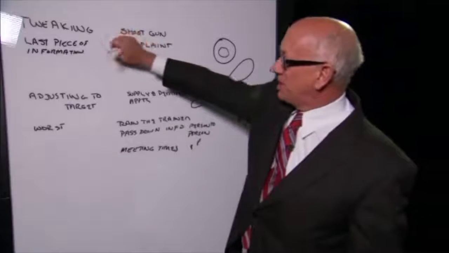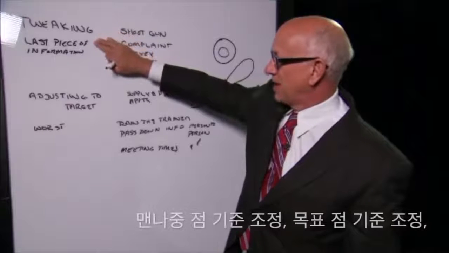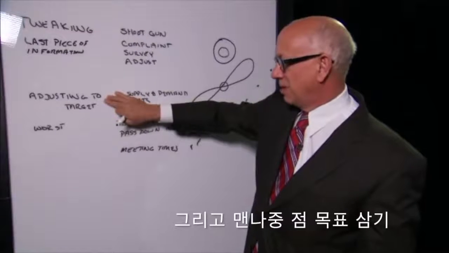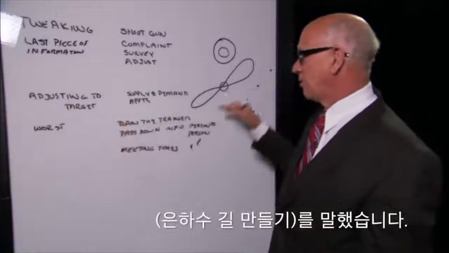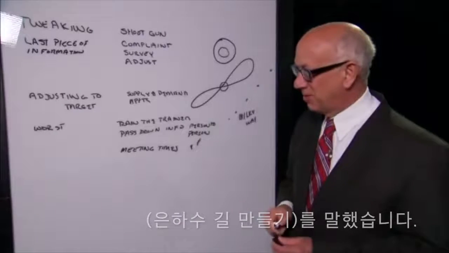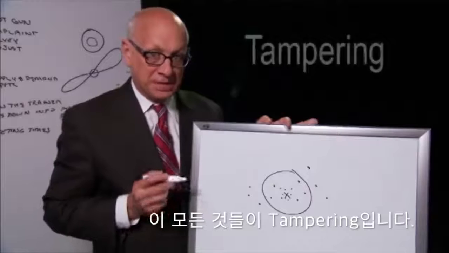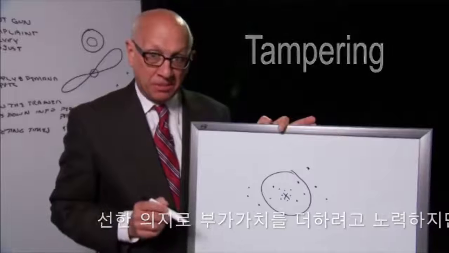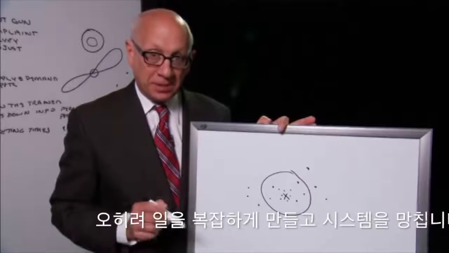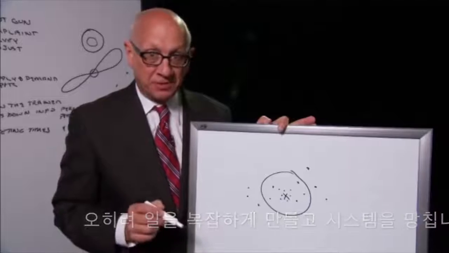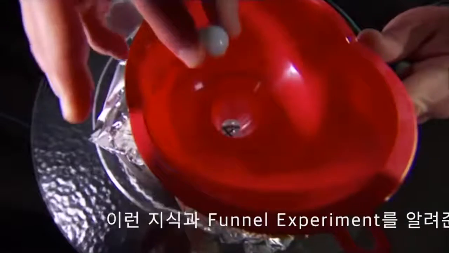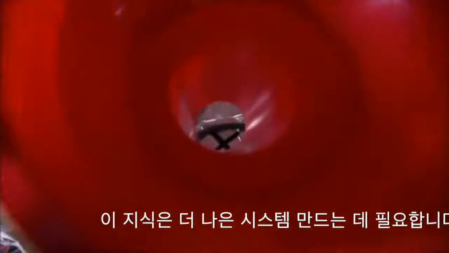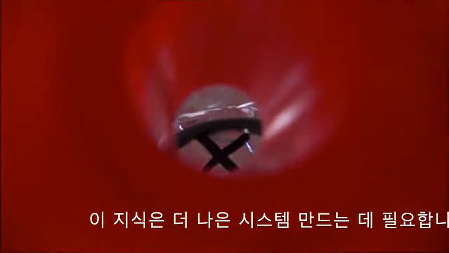So we have 3 things: tweaking, where we use the last piece of information. The second thing, when we adjust to the target or to the goal. And finally, the worst thing, where we just keep following things from the last moment on until you get to the Milky Way. All these things are called tampering. Well-meaning people are trying to add value to the system. They do not. All they do is add complexity, and the system suffers. Tampering. And so we can thank Deming for his funnel experiment and showing us some of the things that we need to know so that we will make our system even better.